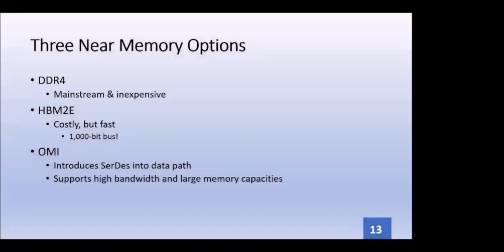Let's talk about the three near memory interfaces that are available today: DDR, HBM, and OMI. DDR4 is the mainstream memory, and it makes it inexpensive. HBM costs significantly more, but its 1000-bit bus boosts bandwidth enormously. OMI, Open Memory Interface, is new. It's based on standard DDR DRAM chips, and it provides very large memories at speeds rivaling HBM. Let's see how some processors support some of these interfaces.